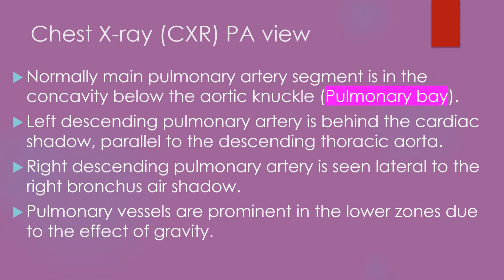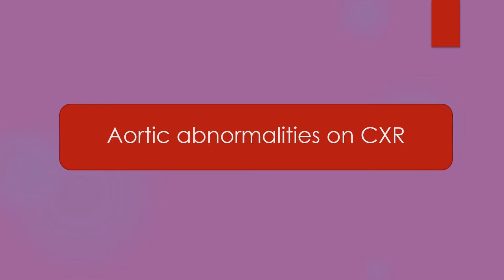Normally, main pulmonary artery segment is in the concavity below the aortic knuckle, known as pulmonary bay. Left descending pulmonary artery is behind the cardiac shadow, parallel to descending thoracic aorta. Right descending pulmonary artery is seen lateral to the right bronchus air shadow. Pulmonary vessels are prominent in lower zones due to the effect of gravity. Now we will check on the aortic abnormalities on chest X-ray.